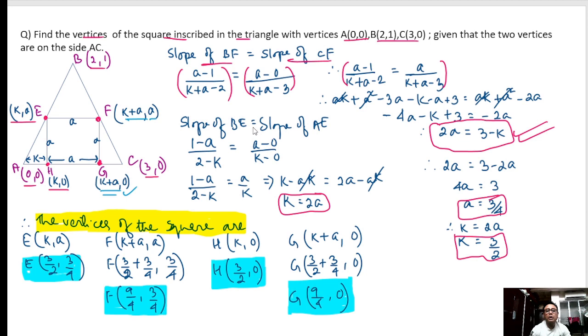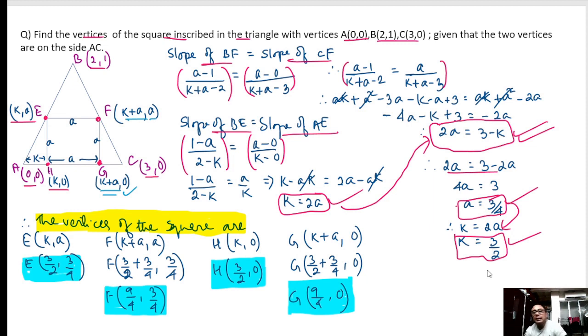Similarly, the slope of BE and the slope of AE are the same because they are on the same line. So this is y2 minus y1 by x2 minus x1. And solving this, we are getting this part. Okay, so putting the value of k equal to 2a in this, we are getting the value of a as this, and now again putting the value of a in k equal to 2a, we are getting the k. So we got a and k.